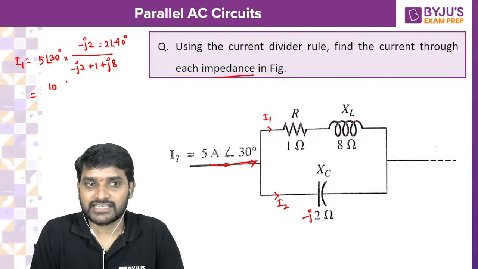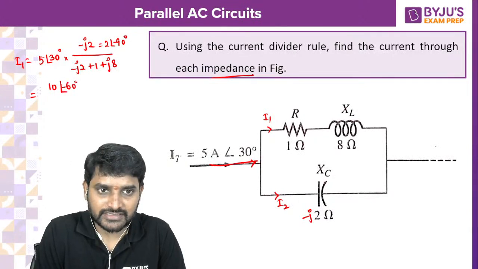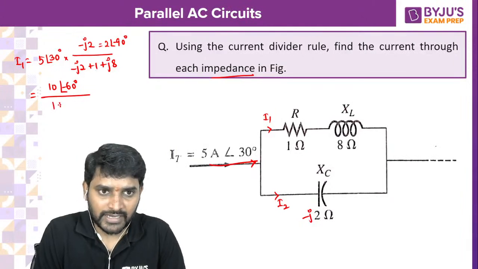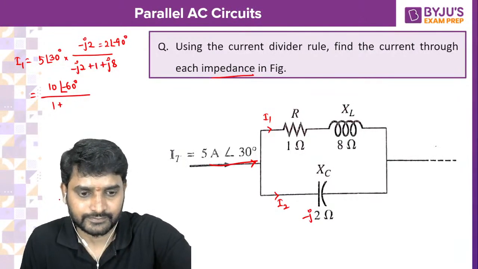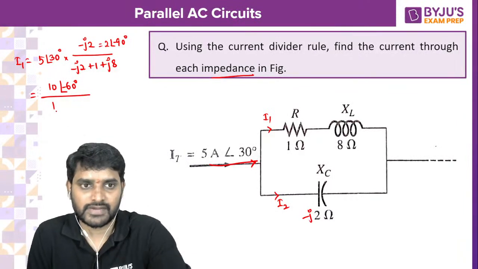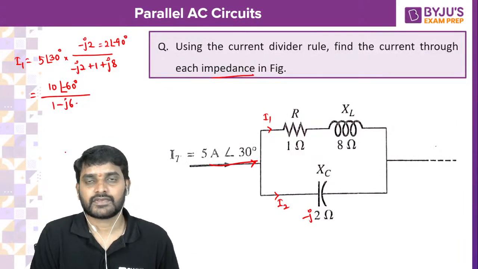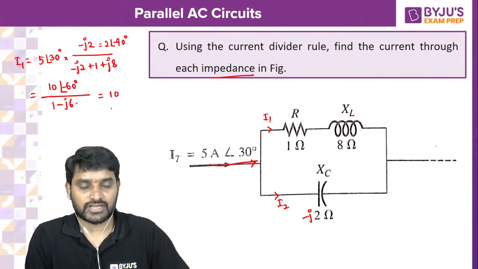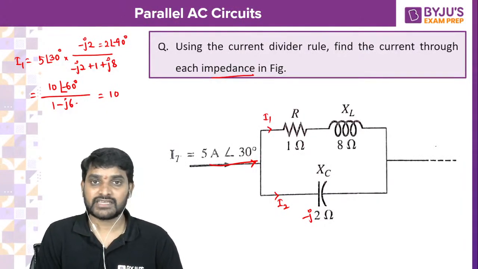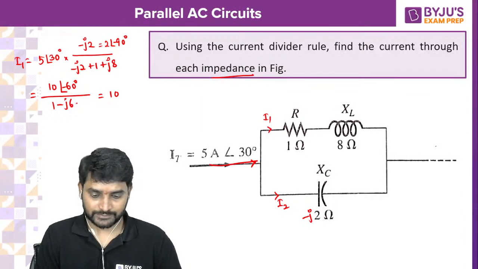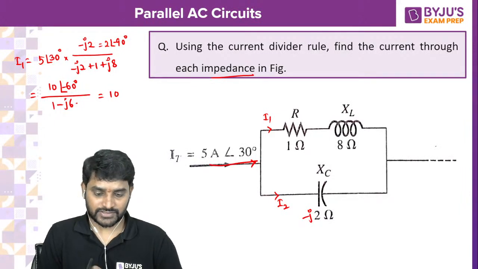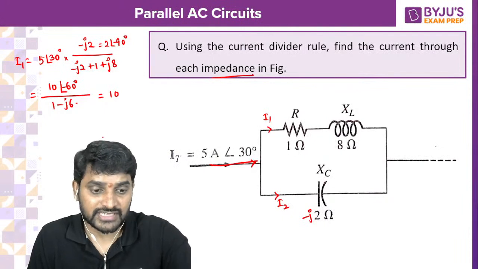Minus 90 plus 30, so you are going to get minus 60 degrees, divided by 1 minus J6. So you can take up the magnitude also. 6 square plus 1 square will be 37, root 37, 6.08. 10 divided by 6.08, I'm getting around 1.643.